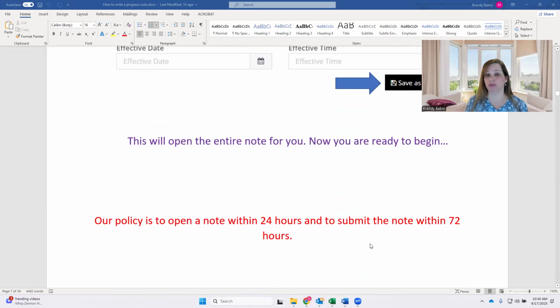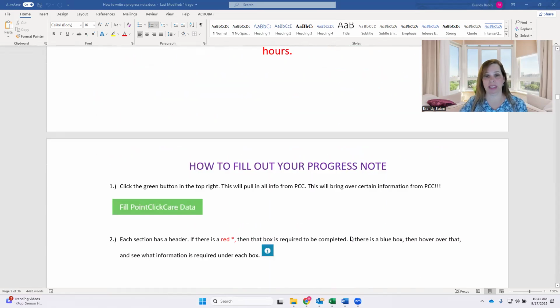So again, open within 24 hours, submit within 72 hours. So you see a patient on Monday, you submit the note on Friday. In point-click care, it will be under Friday's date, the submission time. So when you submit it, it looks like the patient is here, but point-click care is chronological, so it won't really look right where it's 5 days late, and this is what actually happened here. So it's really important to get that note in a timely manner so that you're following that plan.